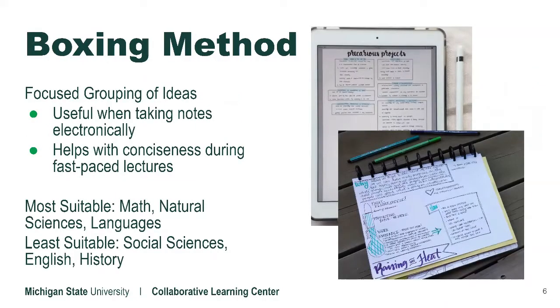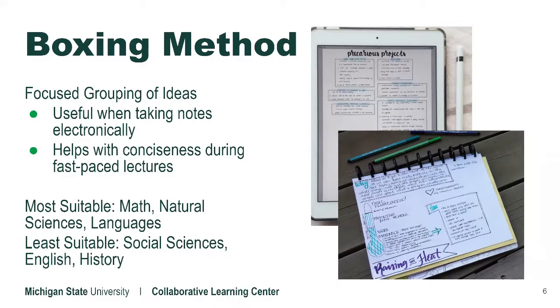Okay, the boxing method is when you create focused groupings of ideas. This is really nice when you're taking notes electronically and helps with conciseness during fast-paced lectures. I really like this if I'm trying to take notes on a tablet or I'm trying to condense my notes down if there's a lot of information and a lot of details. I like to use this to condense my notes down and help it get split up into manageable chunks. So if I know that this part is on cellular respiration and this part is on photosynthesis and these are the enzymes that I need to know, then that really helps me to organize it.